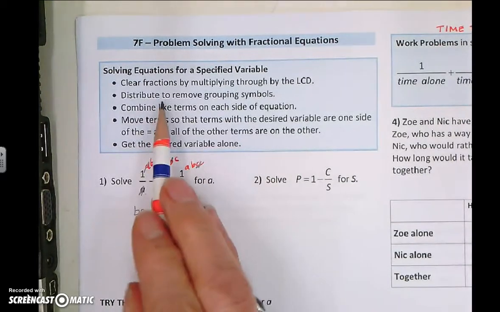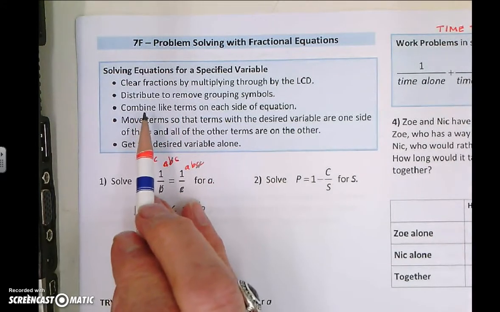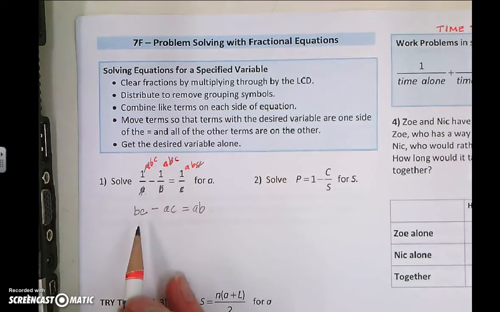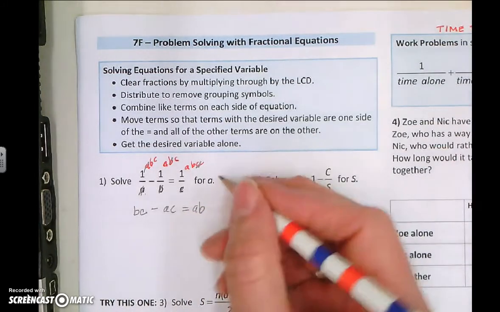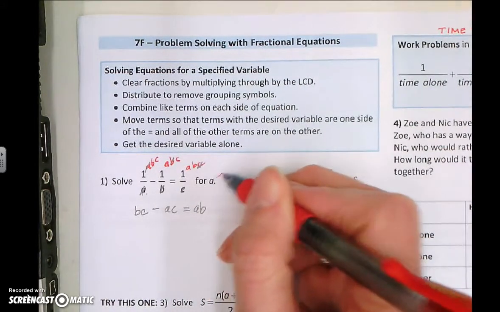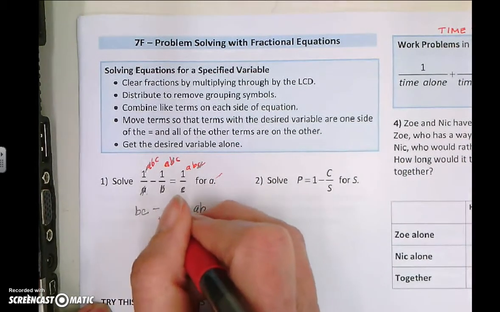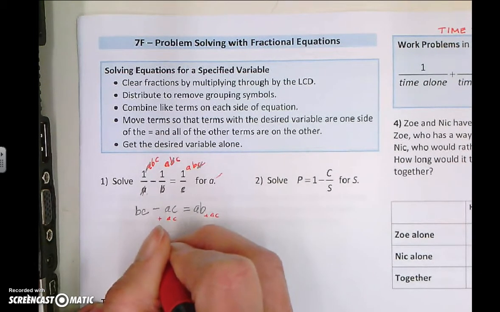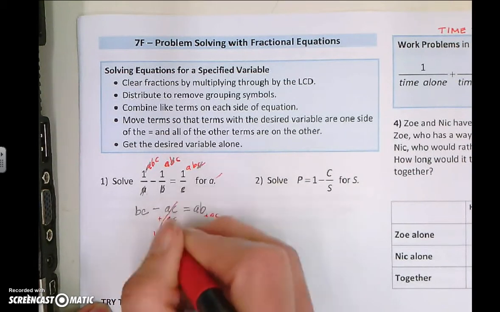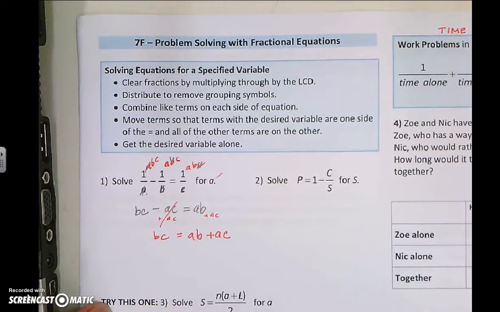So now if we had any grouping symbols or any parentheses, we'd get rid of them, but we don't. So now we're going to combine like terms. Well, that's kind of hard to do there. And then we're going to move the terms so the terms of the desired variable are on one side. Now our desired variable is this A right there. So I want to get the A terms on one side. So I believe what I'll do is add this AC on both sides. That will leave me with BC. This is going to subtract out, and then this will be AB plus AC.